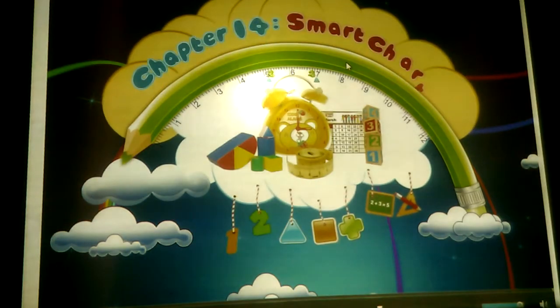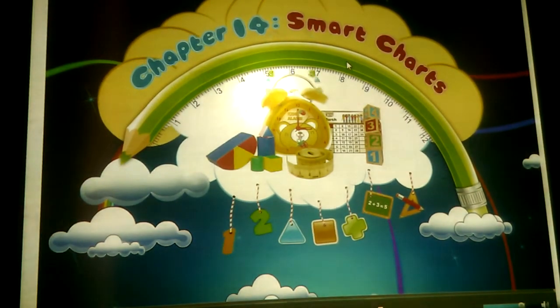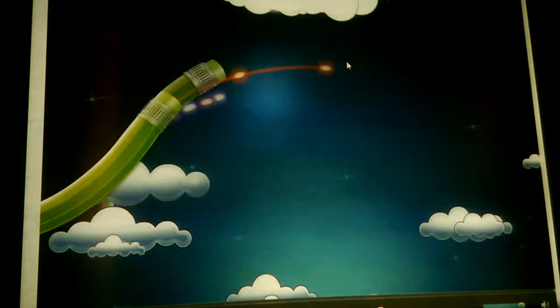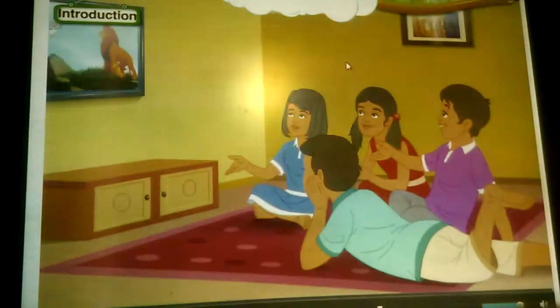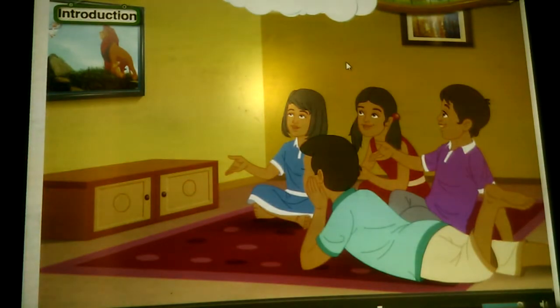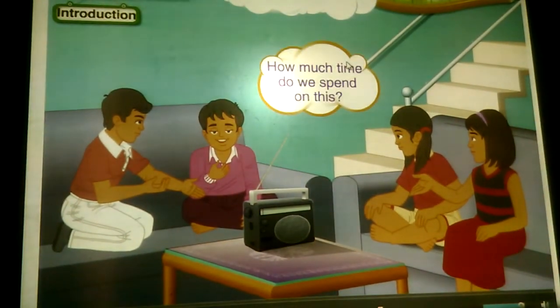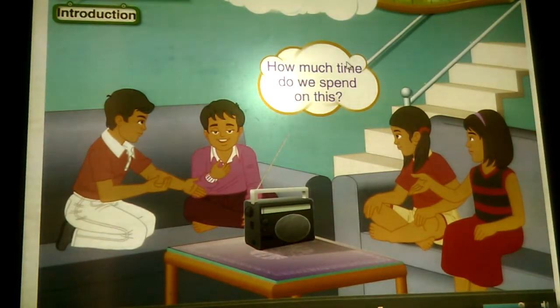Chapter 14 Smart Charts. Introduction. All of us enjoy watching TV or listening to the radio. How much time do we spend on this?